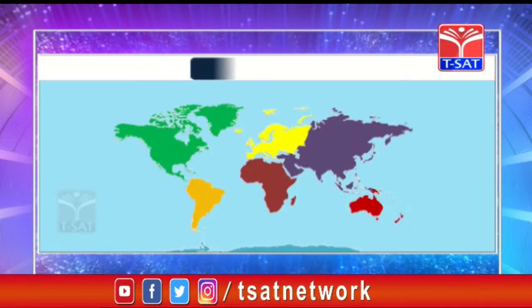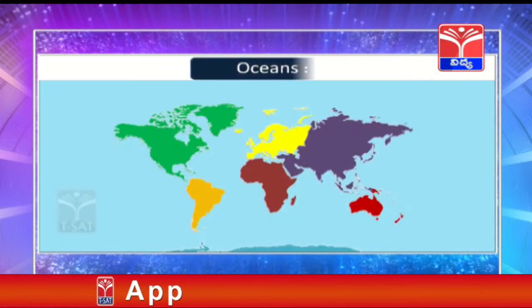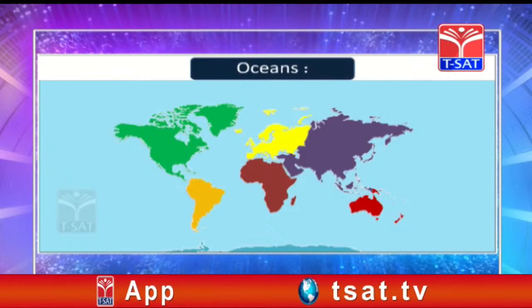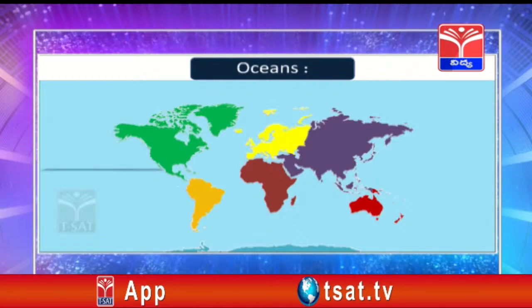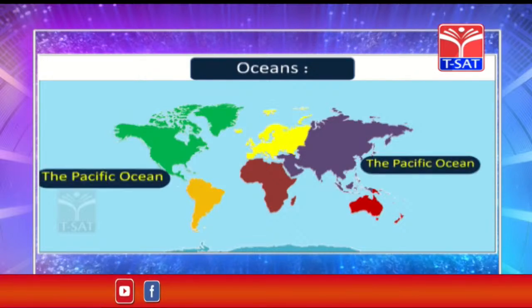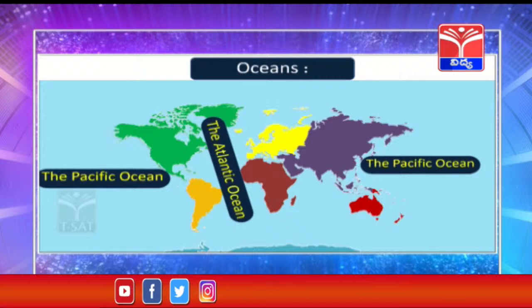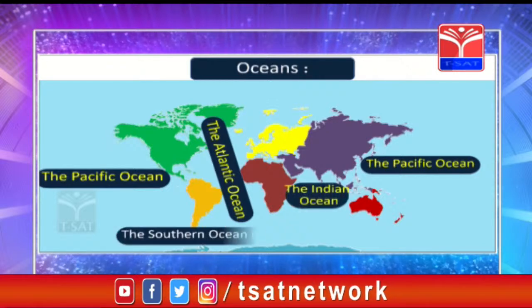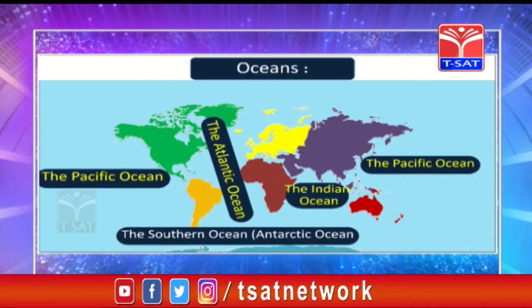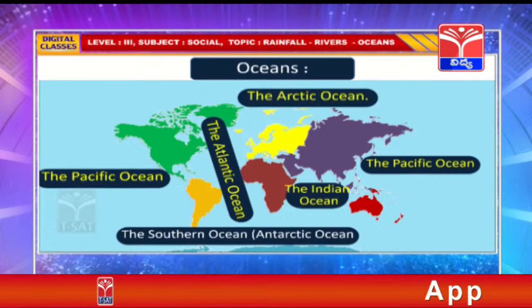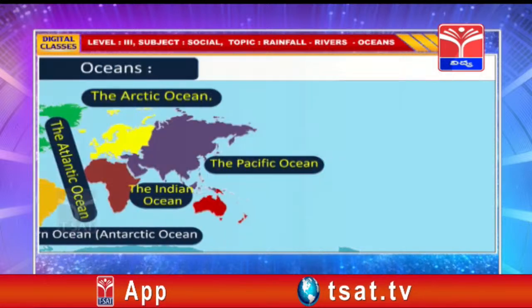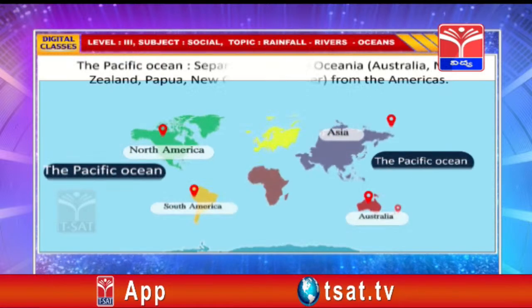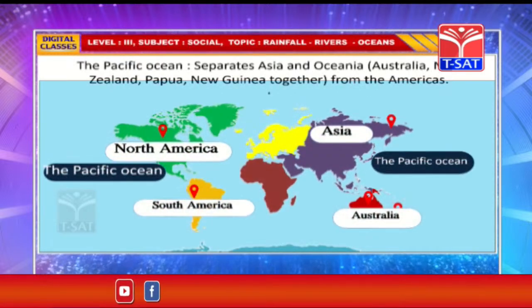So children, on the planet Earth, we have oceans and continents, but now I will be telling you about the 5 important oceans. That is the Pacific Ocean, the Atlantic Ocean, the Indian Ocean, the Southern Ocean or the Antarctic Ocean, and the Arctic Ocean. Now let us learn about each ocean. We will begin with the Pacific Ocean, which is called the biggest ocean.